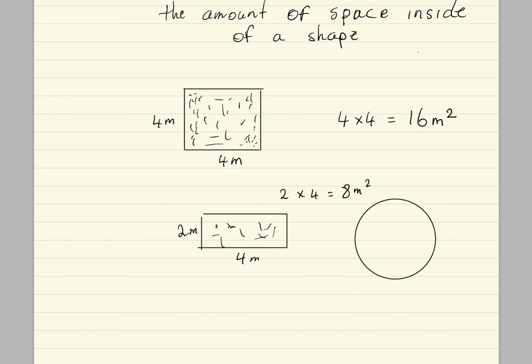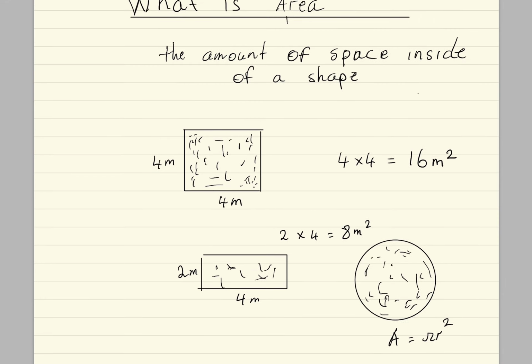The formula is, you'll learn this later, the area is equal to pi r squared. So that's a method of calculating how much space is taken up inside of this shape. So there's going to be many different formulas for calculating area for many different shapes. You're going to learn it as you continue in this study of geometry.